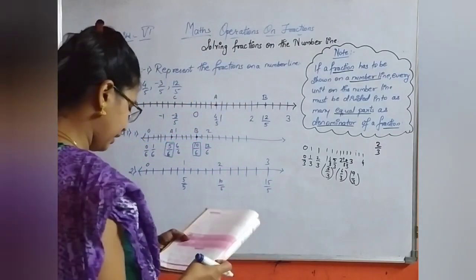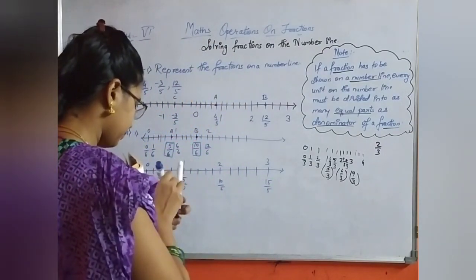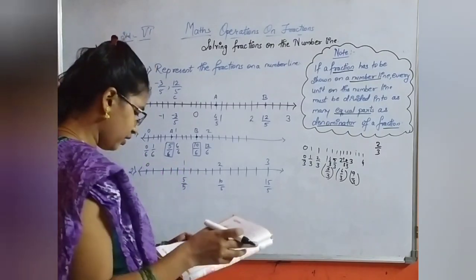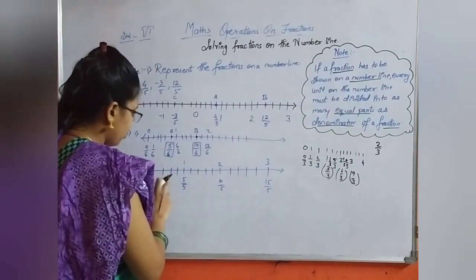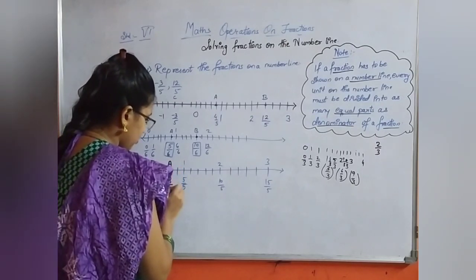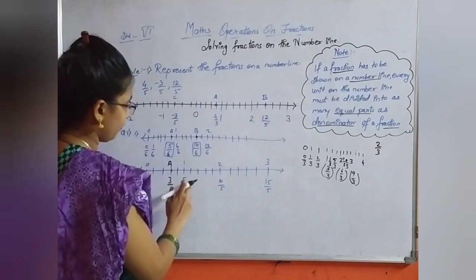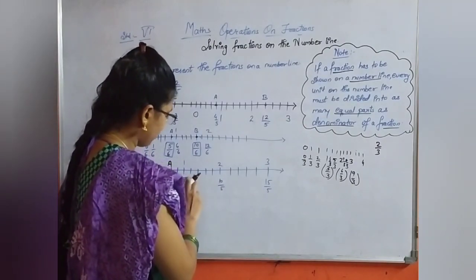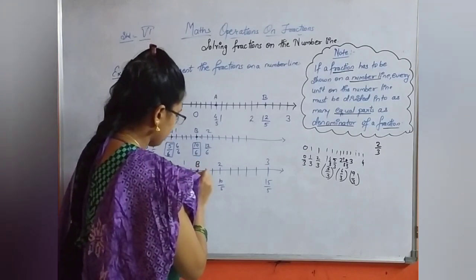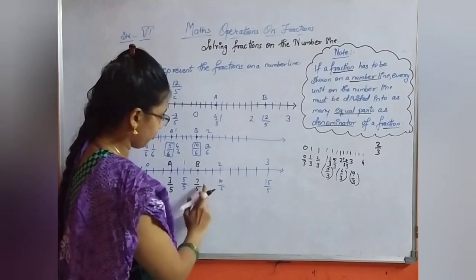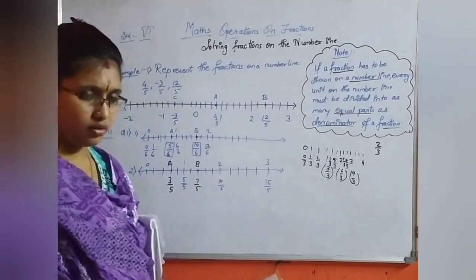So what do we have to find here? A and B. I will take the other pen. A is in the third unit. So 1, 2, 3. So 4 and 5. Then B is in the second unit after 1. So 1, 2. 5 upon 5, 6 upon 5. The answer is 7 upon 5.